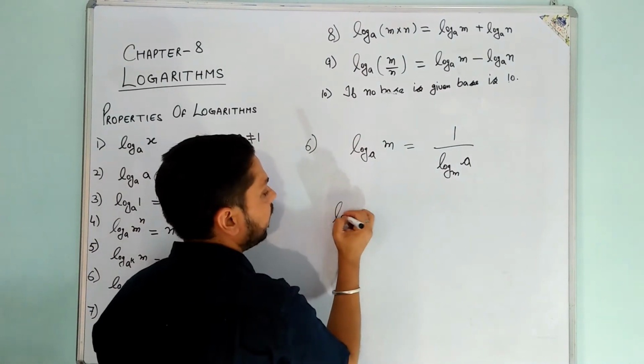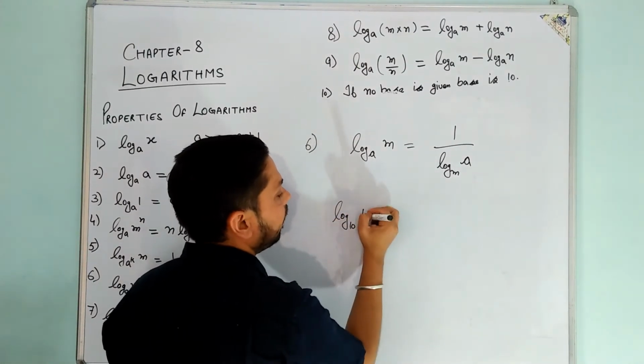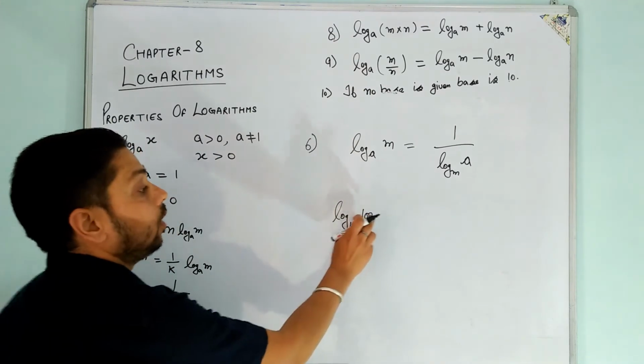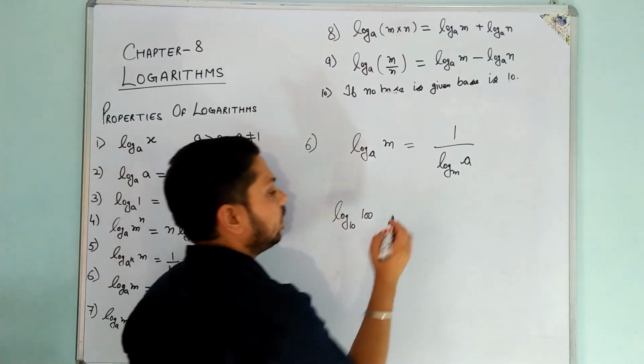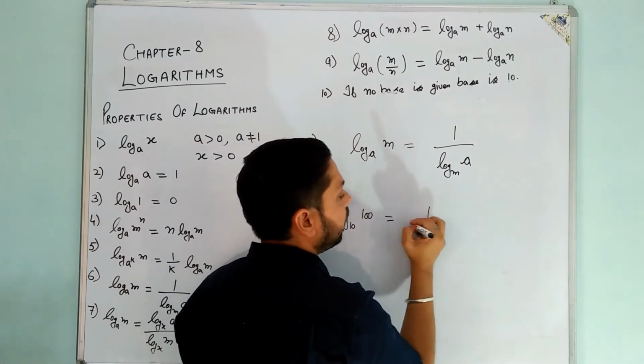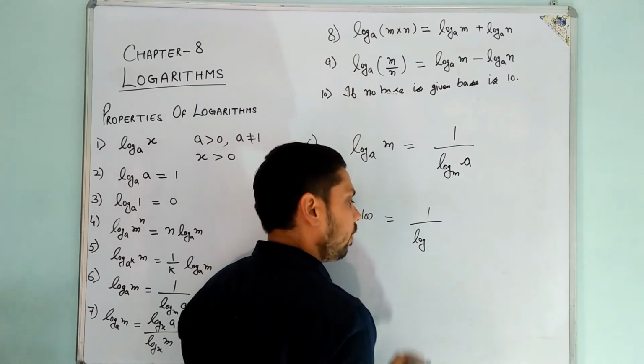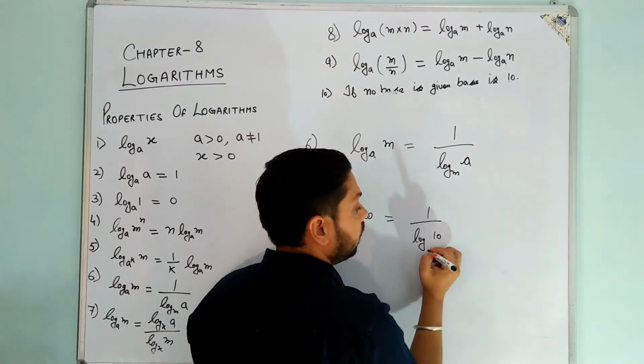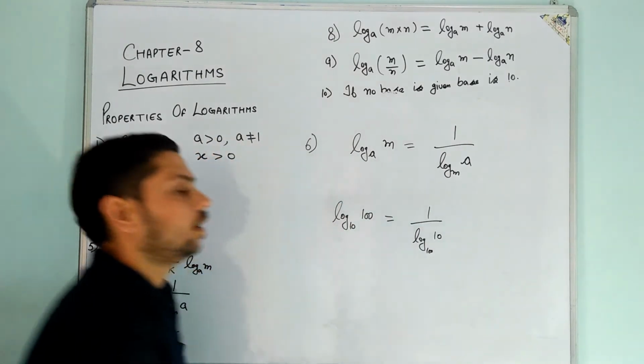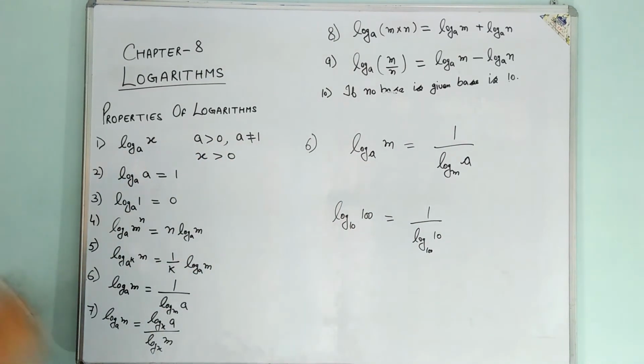For example, if I have log of 100 with base 10, this will equal 1 over log of 10 with base 100. Okay, this is known as your base interchange property.